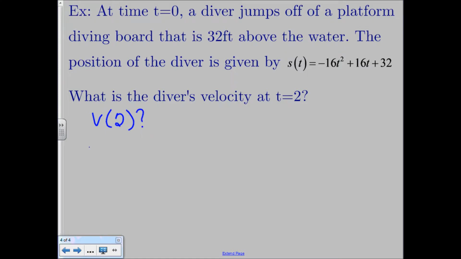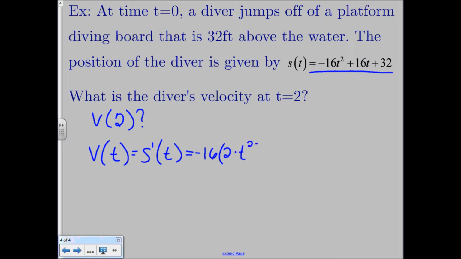So that's what we're looking for. Now we talked about before how velocity of t, or v of t, is just equal to the derivative of your position function. So our position function is this quadratic here. So let's apply our power rule and all those different differentiation rules that we were talking about in the last video to this function. For the first one, we're going to apply a power rule. So we're going to get negative 16, and we're going to bring down our exponent. So 2 is going to become a coefficient times t to 2 minus 1, plus 16 times 1 times t to the 1 minus 1. And then the derivative of 32 is just 0 by that constant rule.